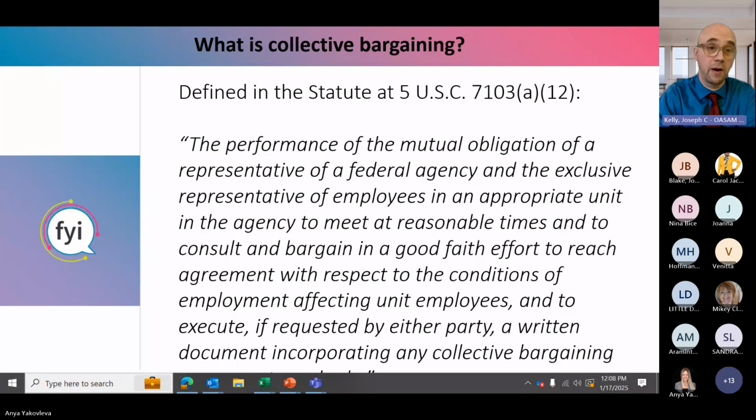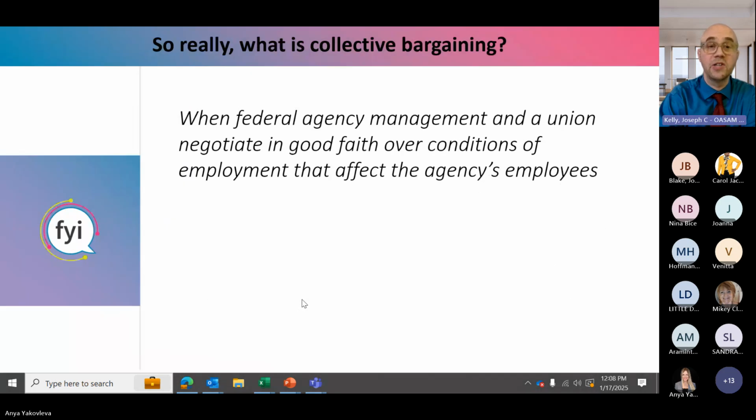So then what is collective bargaining? Collective bargaining is defined in the Federal Service Labor Management Relations Statute as the performance of the mutual obligation of a representative of a federal agency and the exclusive representative of employees in an appropriate unit in the agency to meet at reasonable times and to consult and bargain in a good faith effort to reach agreement with respect to the conditions of employment affecting unit employees, and to execute, if requested by either party, a written document incorporating any collective bargaining agreements. And I'll stop there.